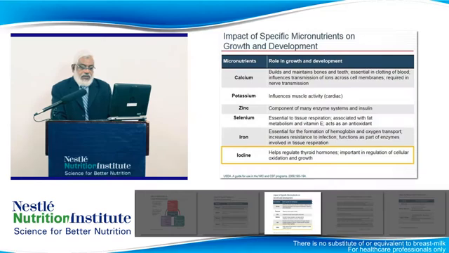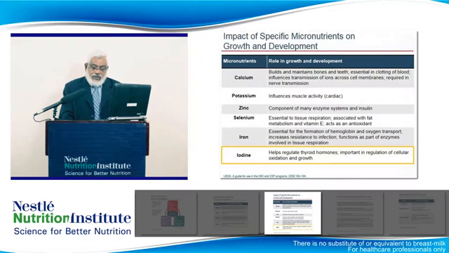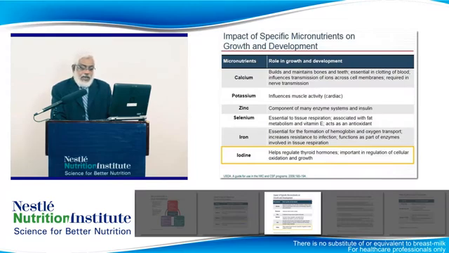Selenium is essential to tissue respiration and associated with fat metabolism, and with vitamin E acts as an antioxidant. Iron is essential for formation of hemoglobin and oxygen transport, increases resistance to infection, and functions as part of enzymes involved in tissue respiration. Iodine helps regulate thyroid hormone, important in regulation of cellular oxidation and growth.